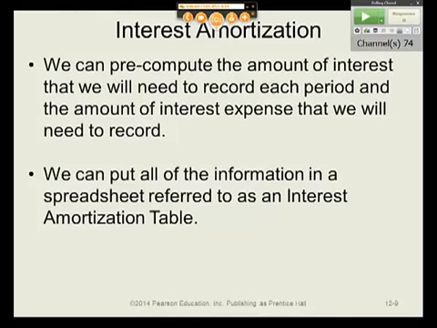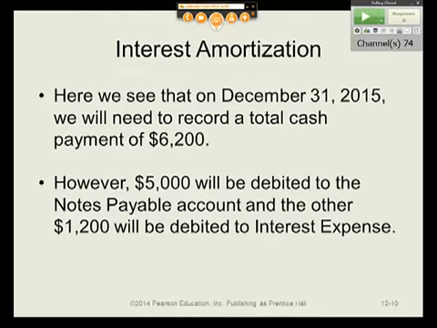That's where we would do more of the discounted cash flow or time value of money we could pick up in other courses. So we're going to look at a very simple amortization table. An amortization table is a pre-schedule of principal and interest payments, so that in the first period you would have to pay $6,200. $5,000 goes against the principal and $1,200 goes against the interest.